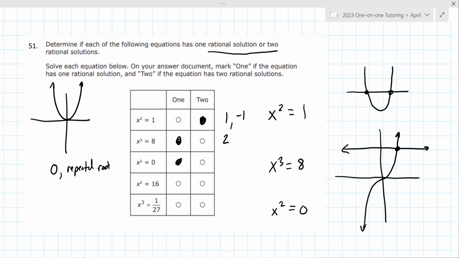How about the next one there, x squared equals 16? What do you think about that one? It's going to hit it twice because it's going to be -4 and 4. Very good. Nice. So notice there's a pattern here. The ones that are even, or powers of 2, have 2 solutions. The ones that are odd, which we're about to see here again, have 1 solution.